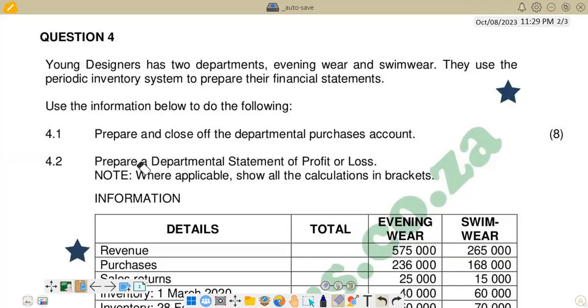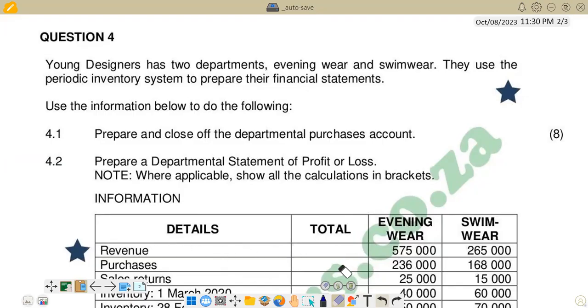After that, we are going to prepare a departmental statement of profit or loss, and we have to note that, where applicable, we show all the calculations in brackets. For our departmental purchases account, we have the purchases for the period: for evening wear, 236,000, and for swimwear, 168,000. We are going to use these balances as our beginning balances, or balance brought forward.